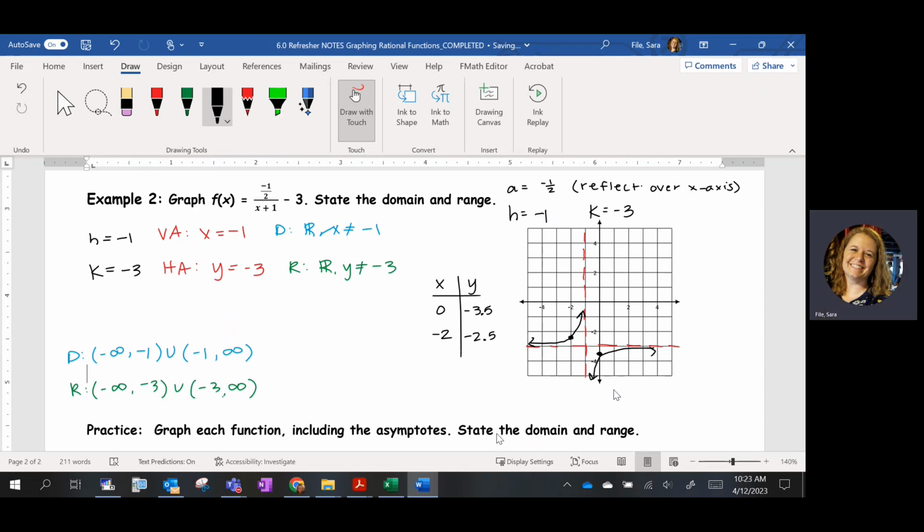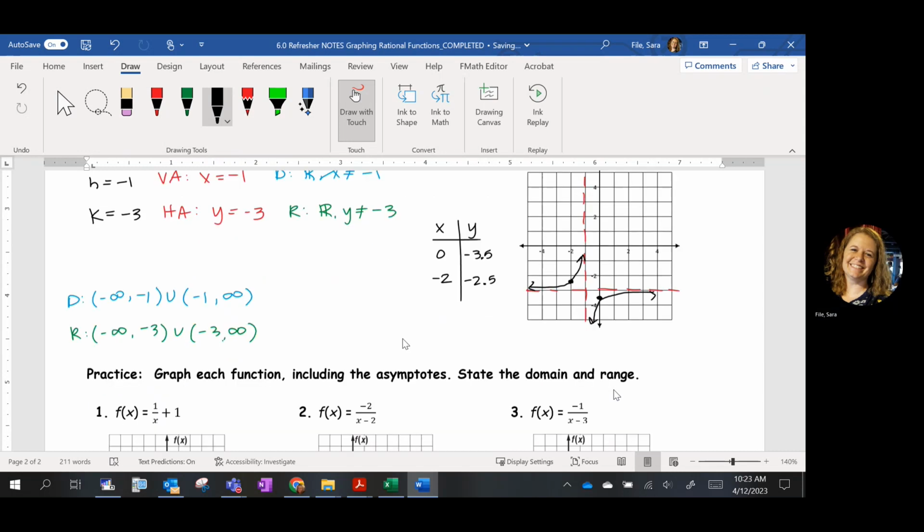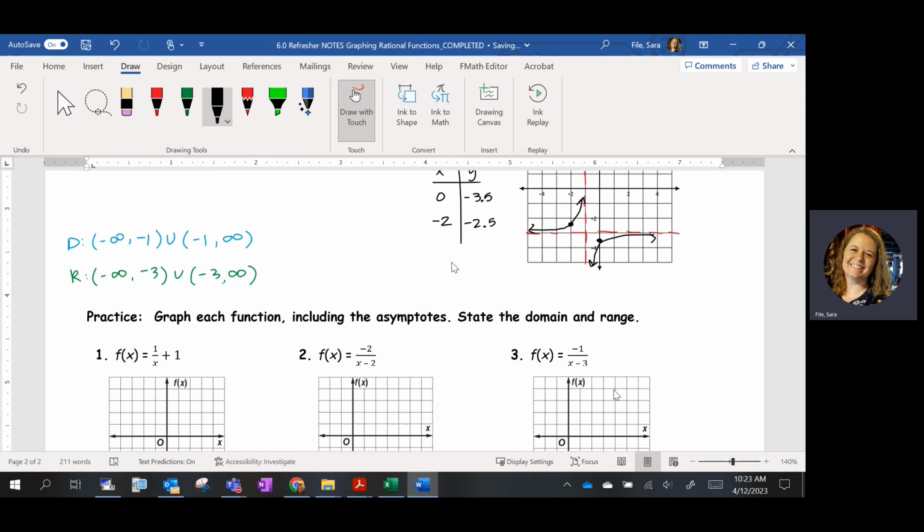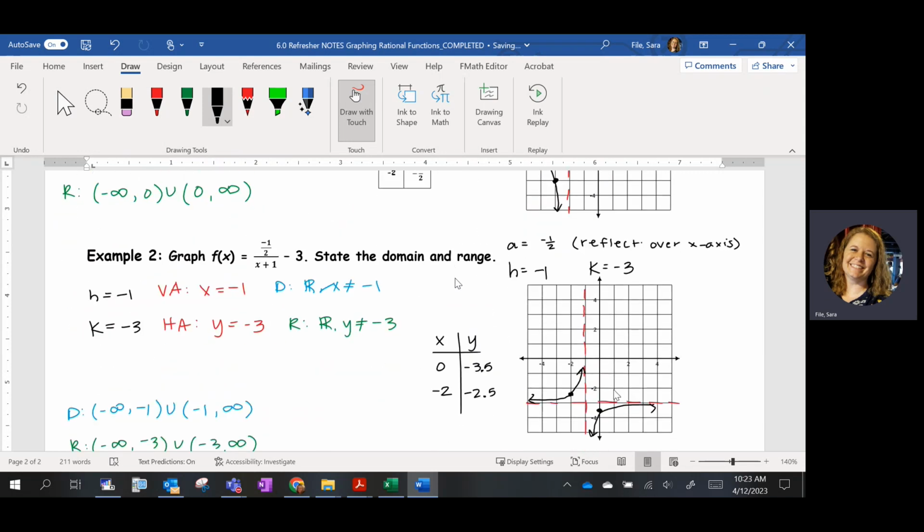Feel okay about that? So this practice at the bottom, 1, 2, and 3 here are just like what we did there. We want to sketch it. We want to give the vertical and horizontal asymptotes, and we want to give the domain and range. So you're doing the exact same process I just did in those 2 examples.